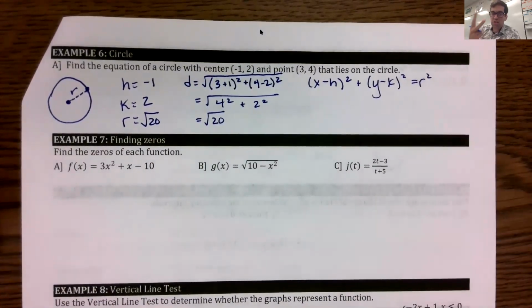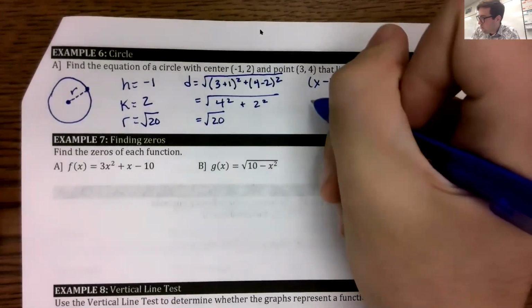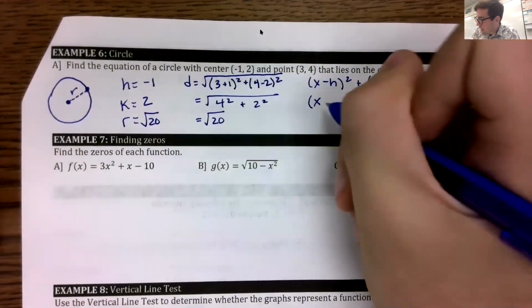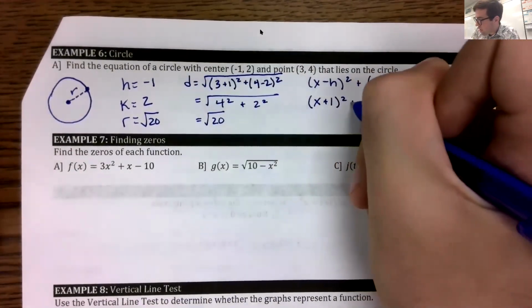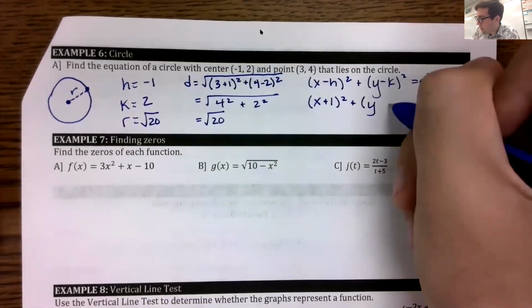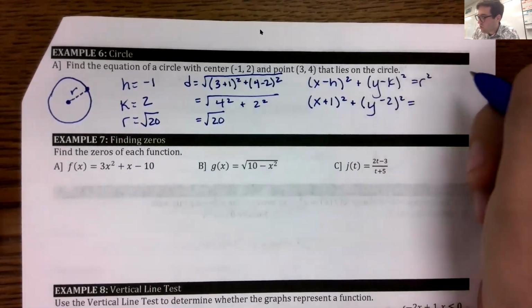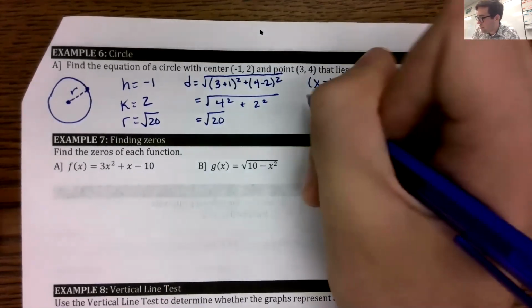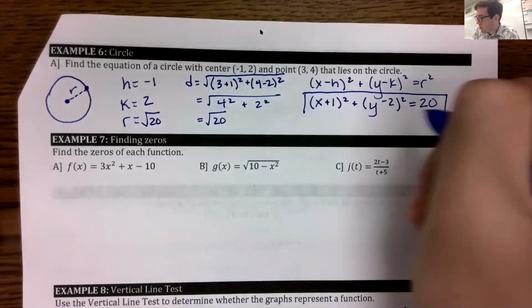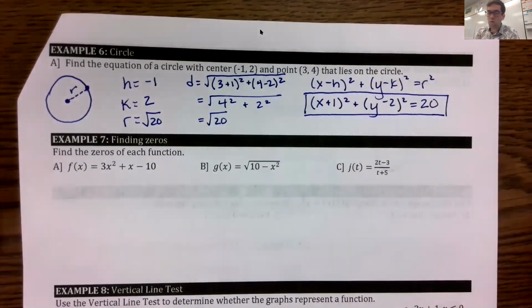All right, so now I have the h, the k, and the r. I'm going to plug them all in. We have x minus -1, so plus 1 squared, plus y minus 2 squared equals the square root of 20 squared, which is just 20. And just like that, we have the equation of the circle.